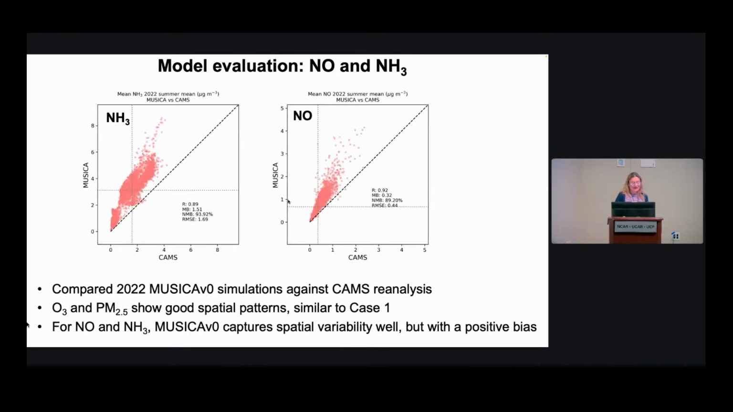So just to give you a quick overview of the case 2 validation, in this case we use CAMS reanalysis at a 10 by 10 kilometer resolution. And ozone and PM2.5 had a really good spatial pattern, similar to what we found in case 1, the biomass burning example. In this case, we focus on ammonia and nitric oxide, and we have a good spatial pattern, but we are slightly overestimating the ammonia and nitrogen concentrations.